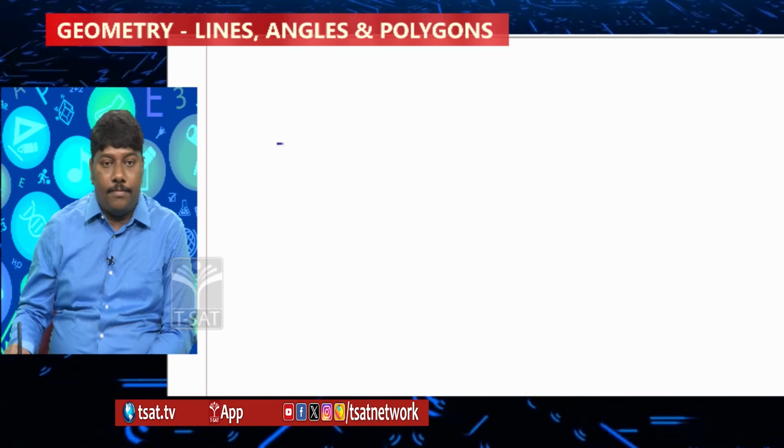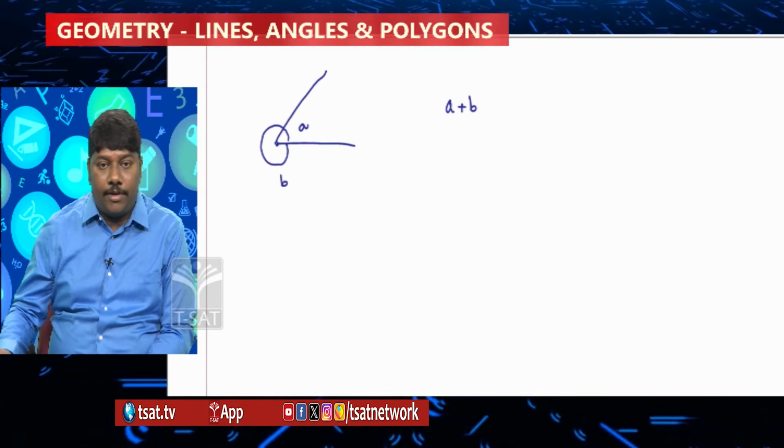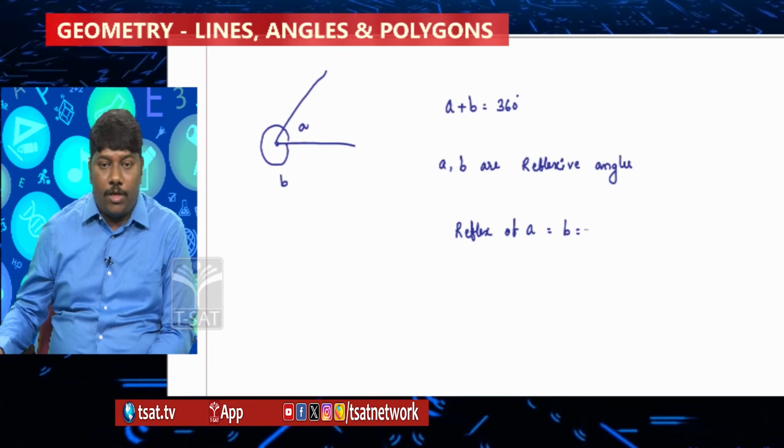If I take a complete angle, this is a complete angle which represents 360, intersected by a line. This angle is A, this angle is B. Now in this case A plus B is equal to 360. A, B are what we call reflex angles. What is the reflex of A? The reflex of angle A is angle B, or else we say it is 360 minus A.